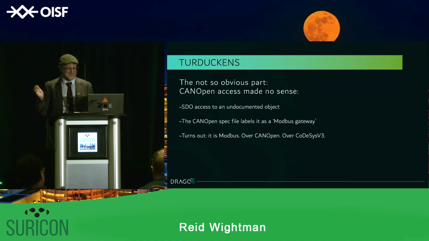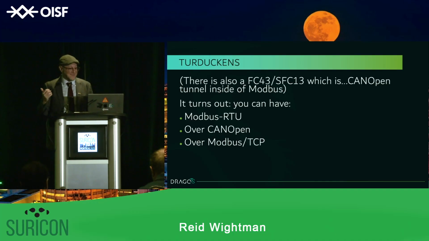And so this is where the term turducken protocols comes from, which is this thing was Modbus RTU shoved inside of a CANopen packet, shoved inside of the CODESYS version 3 protocol, which is its own monstrosity. They basically reinvented TCP on top of UDP. It's horrific.